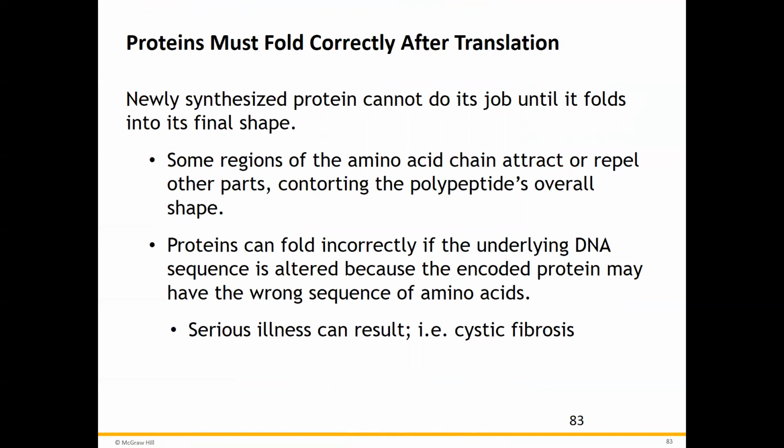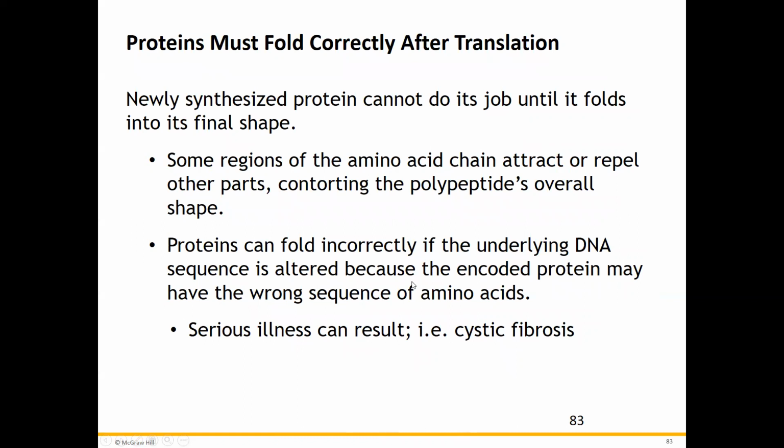The folding is very important. The protein must fold correctly after it's translated to enable it to carry out its function. As long as everything is going well, it will fold correctly. There will be attractions and twists and turns and contortions, and it will create the shape that is necessary to carry out the function. They can fold incorrectly if the DNA sequence was altered in any way.